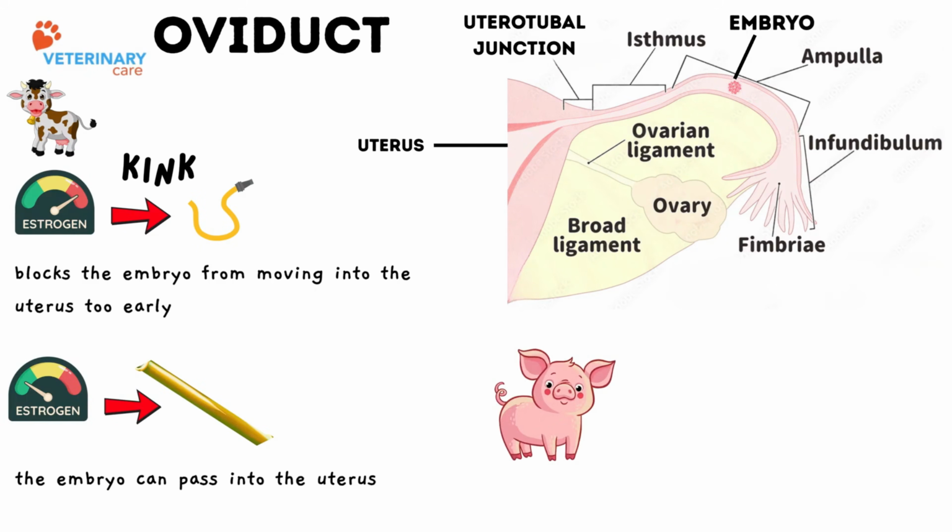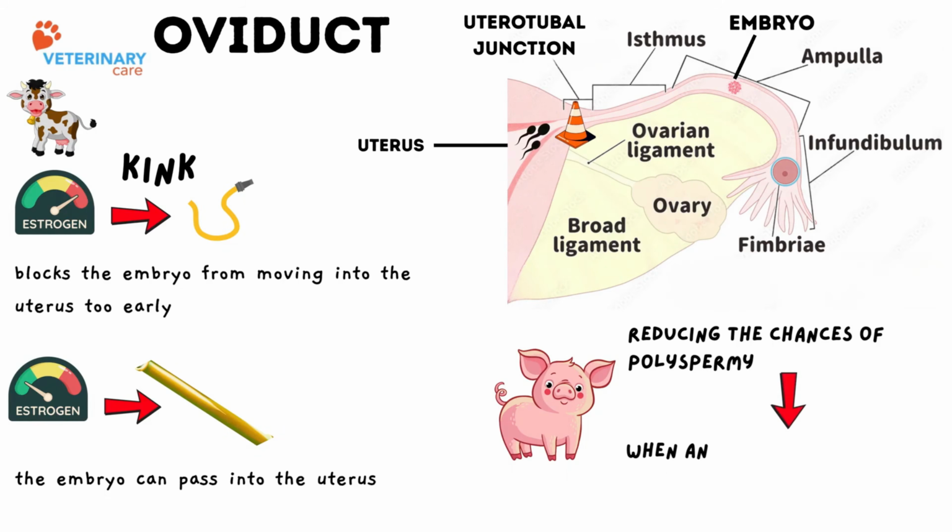In swine, this junction acts as a barrier to sperm, helping to prevent too many sperm from reaching the egg and reducing the chances of polyspermy, which is when an egg is fertilized by more than one sperm.